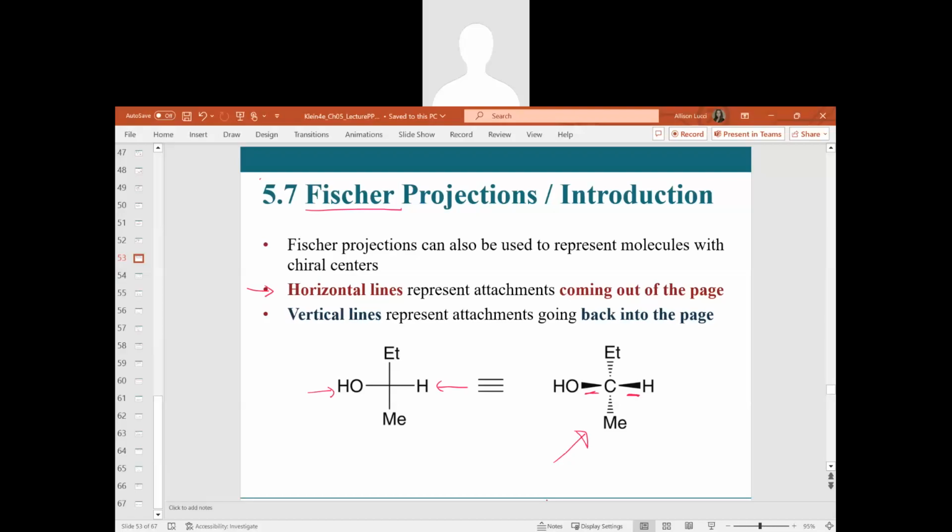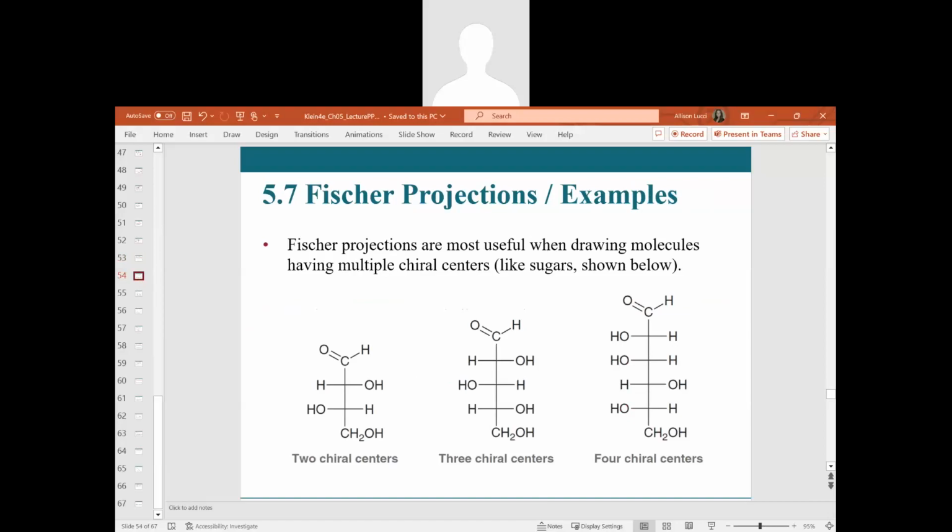And then we have our vertical line, so that would be our ethyl and methyl substituents here. These will be going into the page, like the dashes that we see over here on the right. So that is how we can translate between a Fischer projection and what we're used to seeing, the wedge and dash notation for chiral centers. Again, these are most useful when we're drawing molecules that have multiple chiral centers.